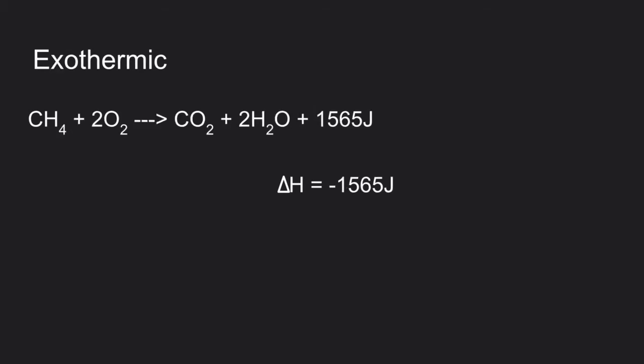Now in an exothermic reaction, for example, CH4 plus 2O2 yields CO2 plus 2H2O plus 1565 joules, the energy is on the product side, and the change of H is negative.